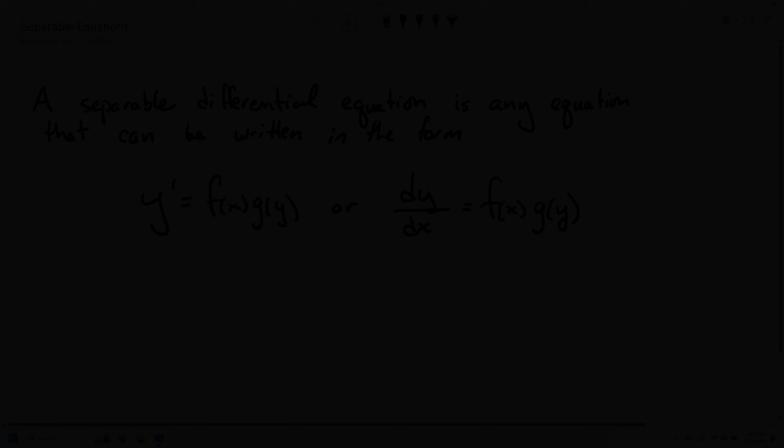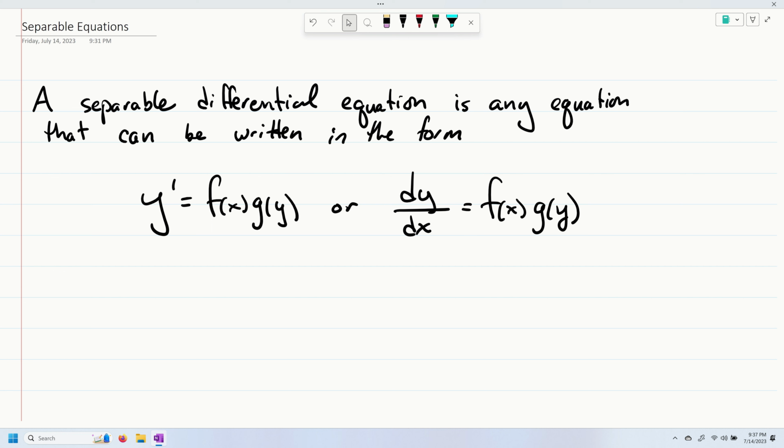In this video, we're going to be talking about separable equations, which is another form of a first-order differential equation. So let's first start by defining it. A separable differential equation is any equation that can be written in the form y prime equals f of x times g of y, or dy/dx equals f of x times g of y.